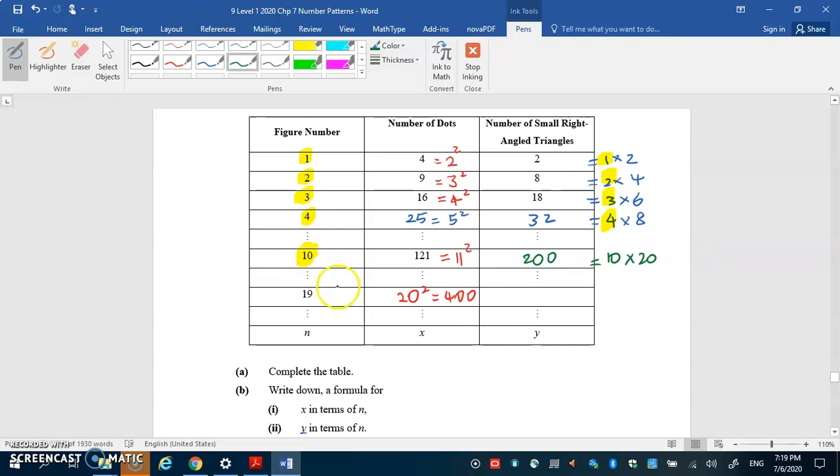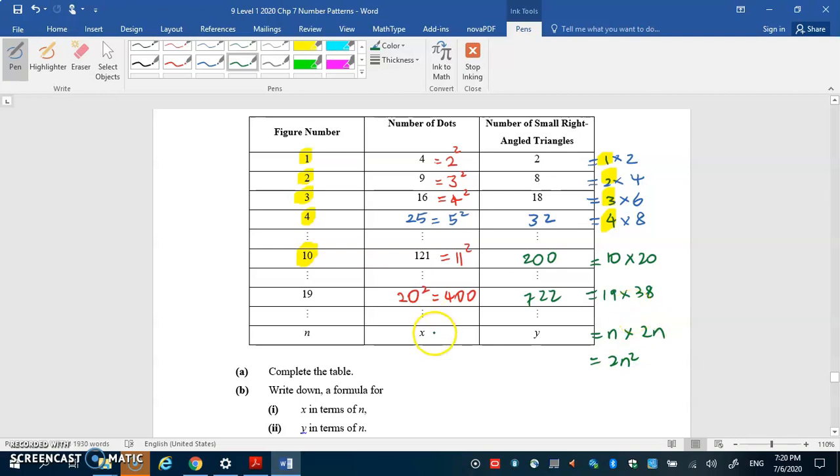Same thing for figure number 19. You will have 19 times 38. So that brings you to 722 small right-angled triangles. And therefore, for figure number n, it will be n times 2n, which will give you 2n squared.